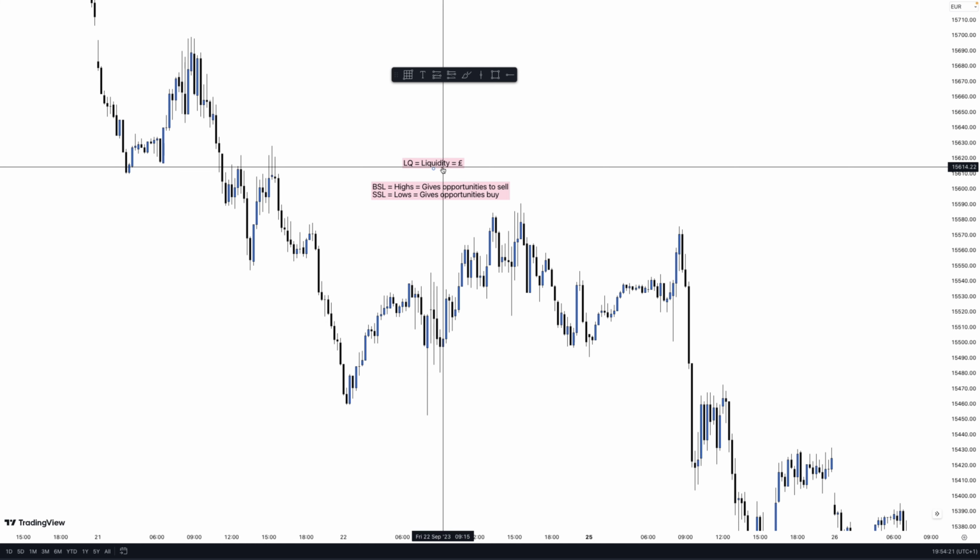So for example, if the trend is bearish, you only want to see BSL get swept, which is the highs, and then you want to go on the lower time frames and look for confirmations to sell. Also, let's say we're in a bullish trend, you want to look for SSL to be swept, which is the lows, and then find confirmations for opportunities to buy.